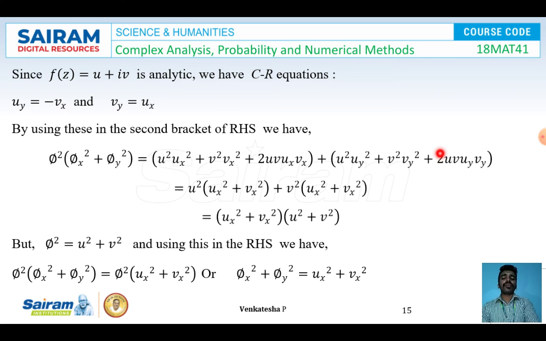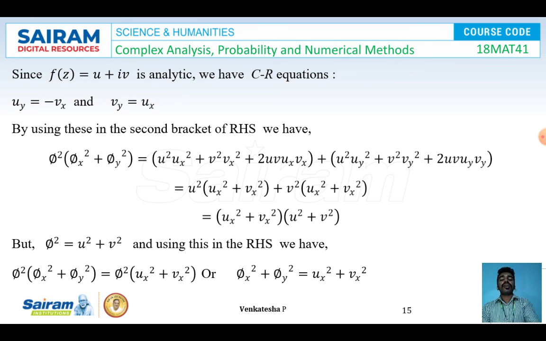I can cancel that. From this, I'm taking (ux squared plus vx squared) into (u squared plus v squared) as common factor. I got phi squared into (phi x squared plus phi y squared) is equal to (ux squared plus vx squared) into (u squared plus v squared). Since I assumed phi squared is equal to u squared plus v squared, I'm going to replace this here. So I got phi squared into (phi x squared plus phi y squared) is equal to phi squared into (ux squared plus vx squared), or phi x squared plus phi y squared is equal to ux squared plus vx squared. So I can cancel phi squared here.